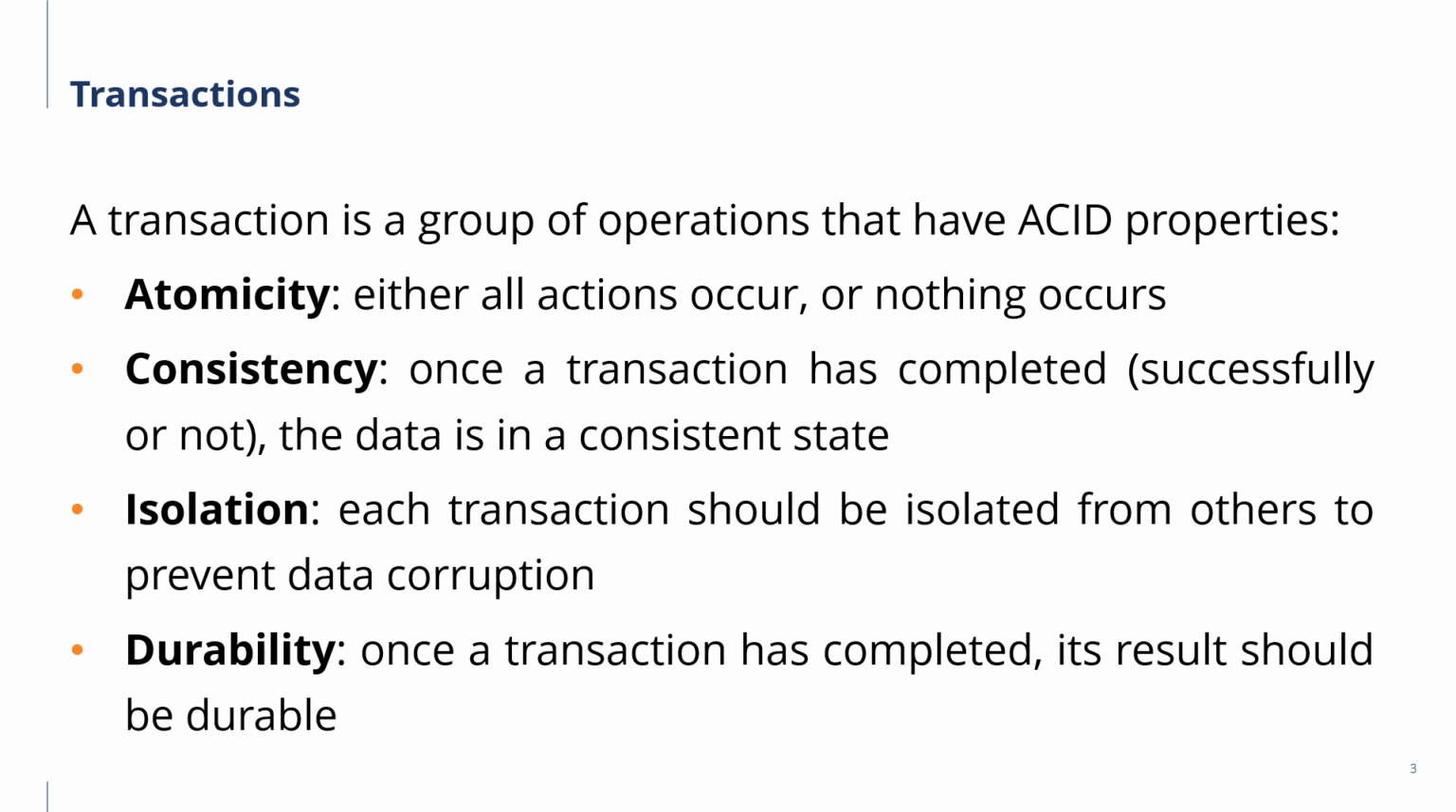Consistency means once a transaction has completed, successfully or not, the data is in a consistent state. Isolation will mean that each transaction should be isolated from others in order to prevent data corruption. And we are going to discuss pretty much about levels of isolation in our demonstration. And durability: once a transaction was completed, its result should be durable.